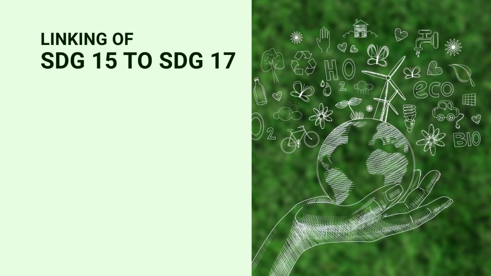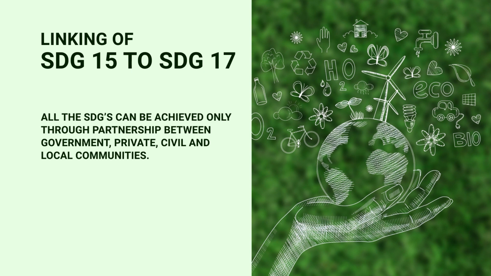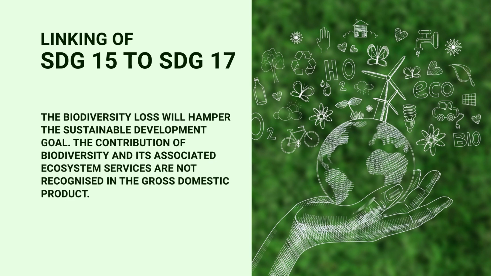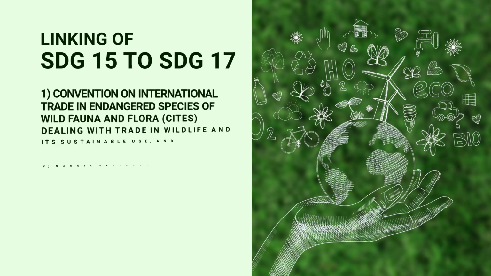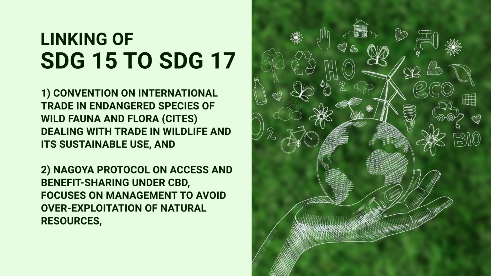If we talk about linkage between SDG 15 and SDG 17, SDG 17 basically talks about the global partnership for achieving all the SDGs. SDG 15 is also linked with SDG 17, as the global partnership is necessary between the governments, private sector and the local communities to hamper the biodiversity loss and also to include the biodiversity and the ecosystem services in the gross domestic product. Various kinds of international agreements are already in place to ensure that SDG 15 and the biodiversity of the region can be protected.